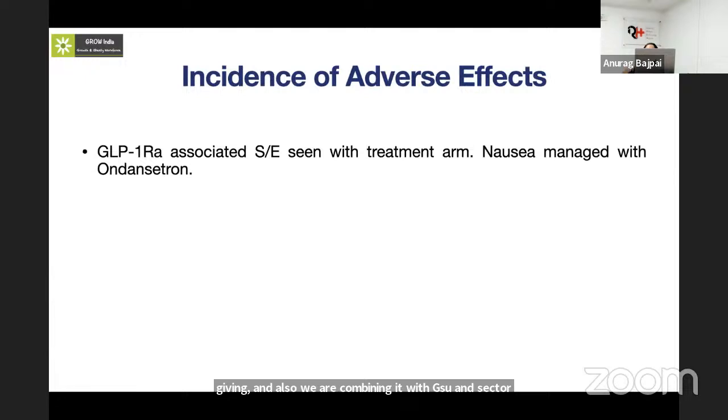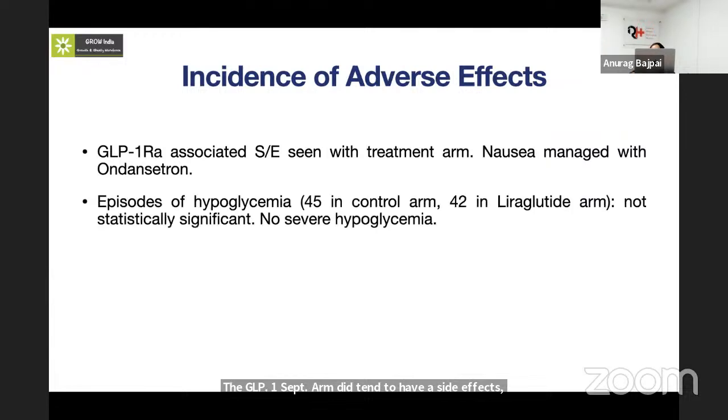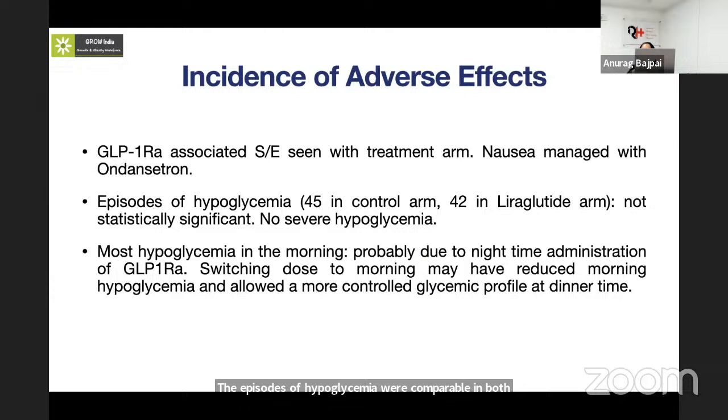The GLP-1 receptor analog arm did tend to have side effects, especially in terms of nausea, GI symptoms, which was managed with ondansetron. The episodes of hypoglycemia were comparable in both arms, but not statistically significant, and there was no episode of severe hypoglycemia. But most of these hypoglycemic events were in the morning, and this was again probably due to the nighttime administration of GLP-1, and maybe switching it to the morning would have reduced the incidence of morning hypoglycemia and provided a more controlled glycemic profile at dinner time, where it was not found to be statistically significant in this short study.